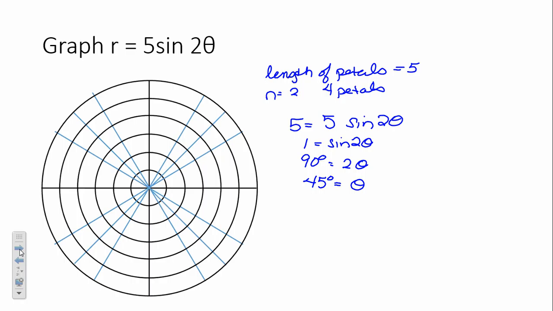Okay. So our first petal is at 45 degrees, and it's going to be pulled 5 units out. Okay. So we've got one here. Now, how much are we rotating? How many petals do we have? 4. So 360 divided by 4. So we're moving from 45 to 135, 5 units out.